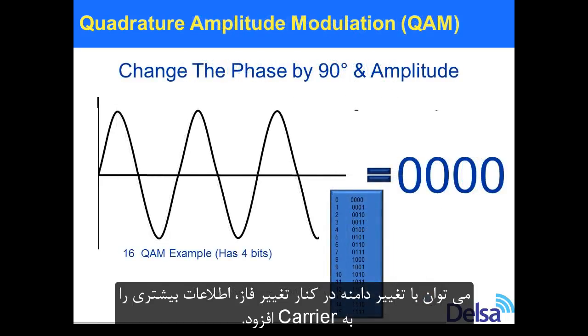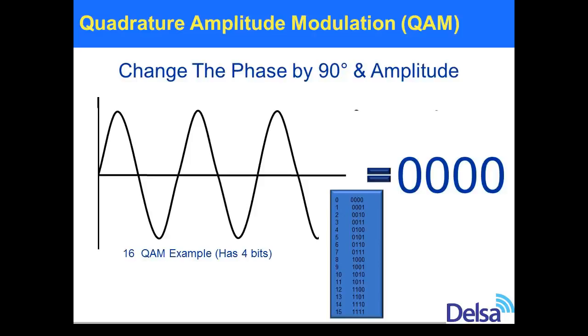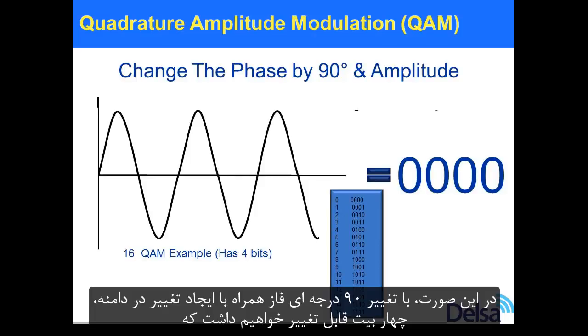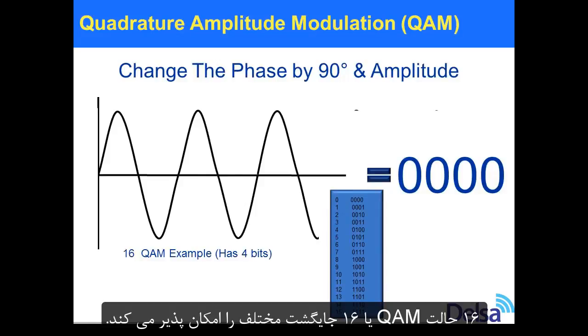But we can add more information to the carrier by not only changing the phase, but by changing the amplitude as well. So by changing the phase of the carrier by 90 degrees and by changing the amplitude, we can have a 4-bit symbol, giving us 16 QAM or 16 different permutations.